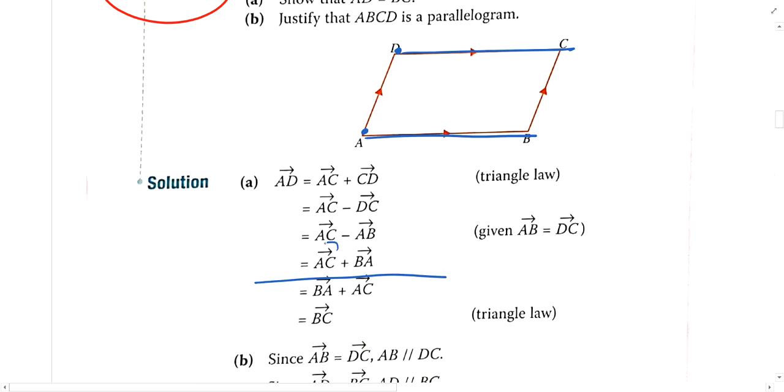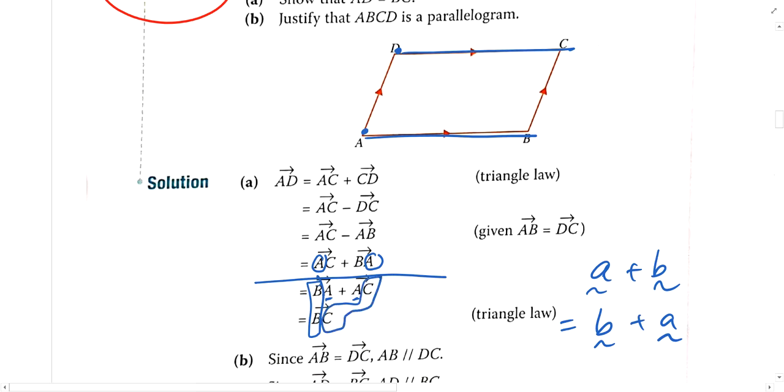Then I've got a vector plus another vector with the same intermediate point, A and A. I can switch them around. AC plus BA is the same as BA plus AC. Vector A plus B is the same as B plus A. Can switch them around, right? So now I put an A in the middle. Now my starting is B and my ending is C. With this, we have proven that AD is the same as BC.